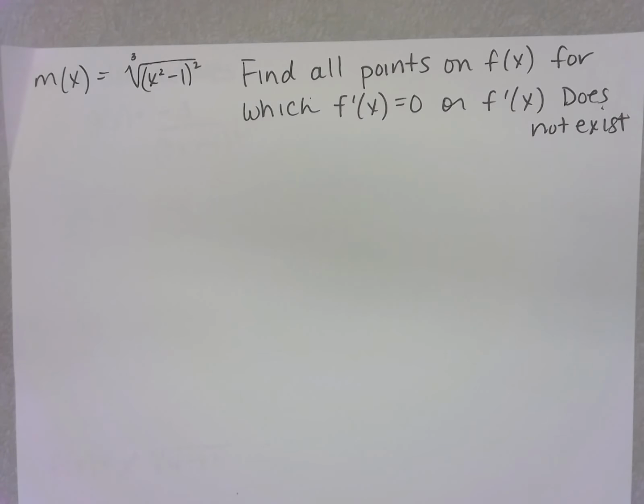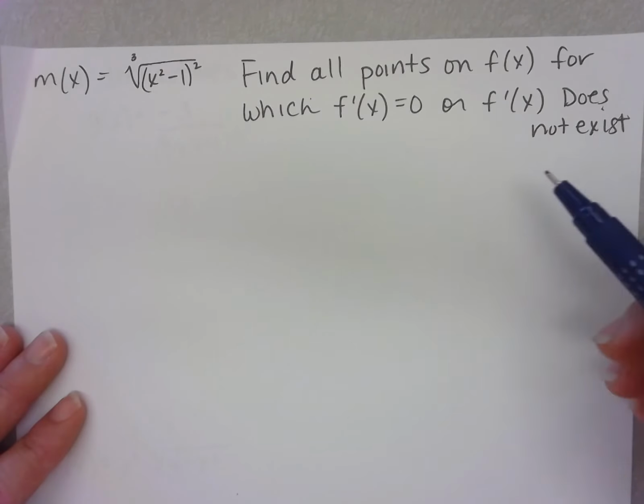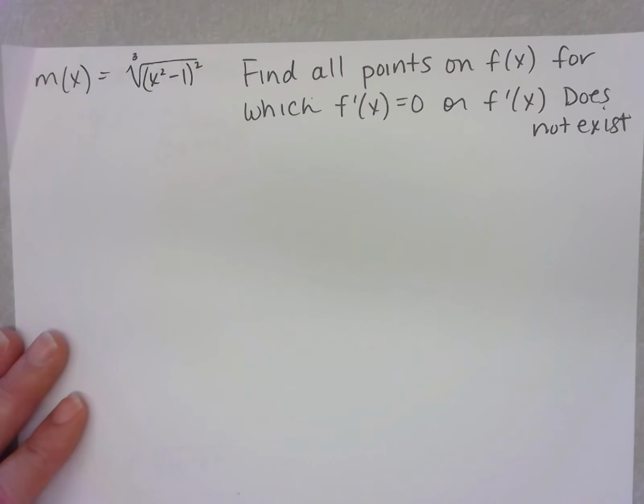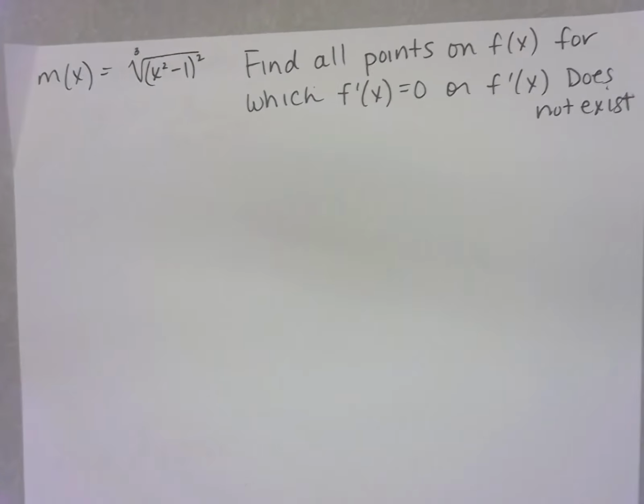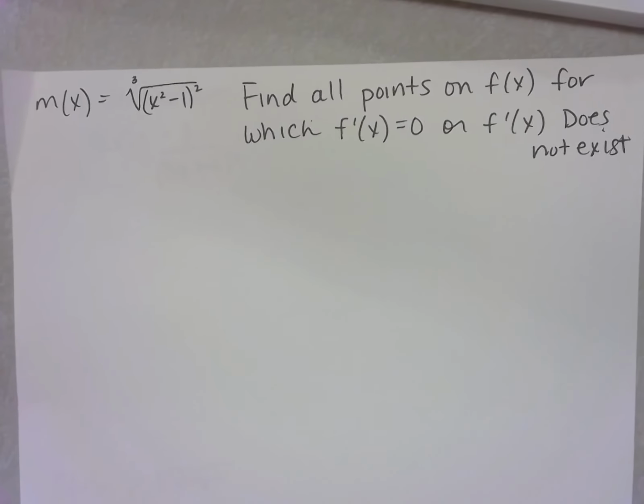So we are going to continue to use our chain rule on another example here. We have m of x is equal to the cube root of x squared minus 1, the quantity squared. We want to find all points on f for which f prime of x does not exist, or where f prime of x is equal to 0. And so the first thing we're going to need is our derivative, and we're going to rewrite this first.